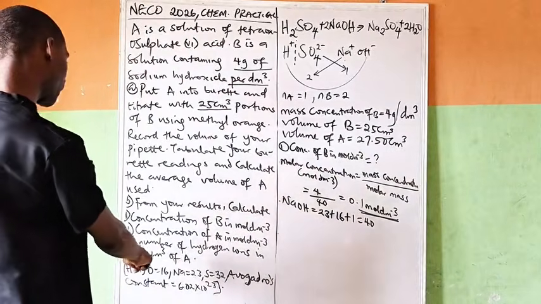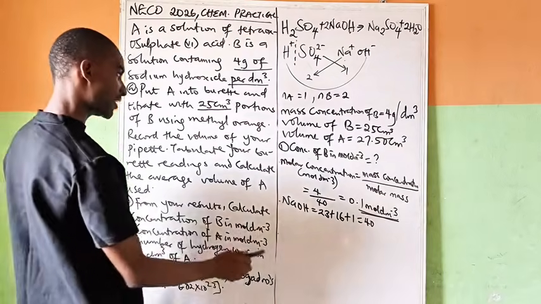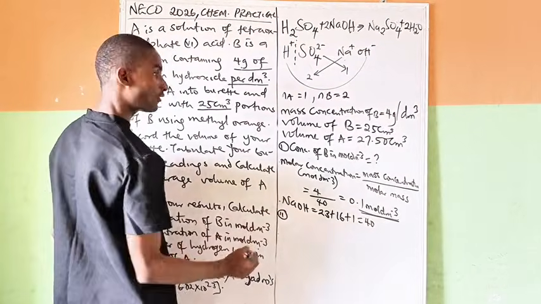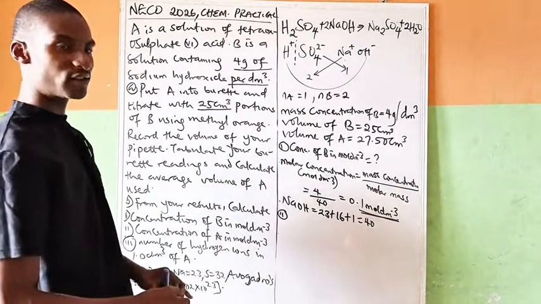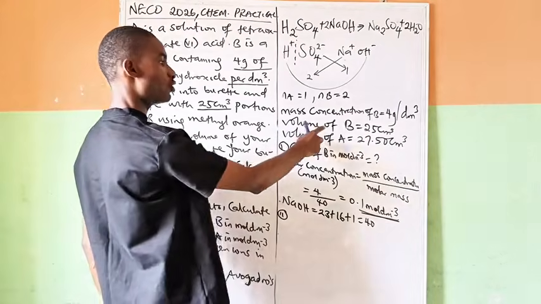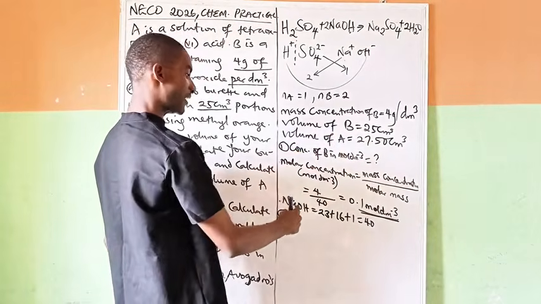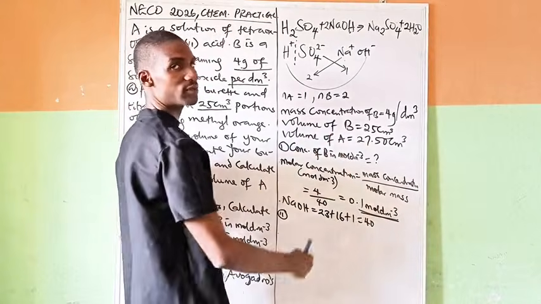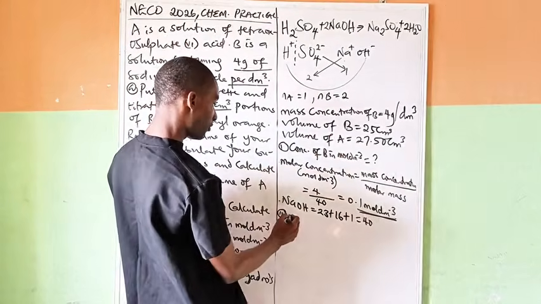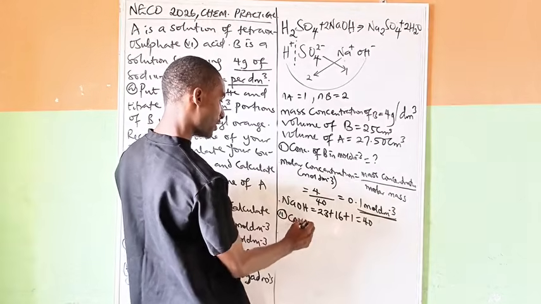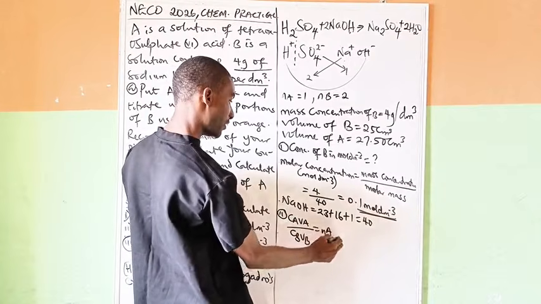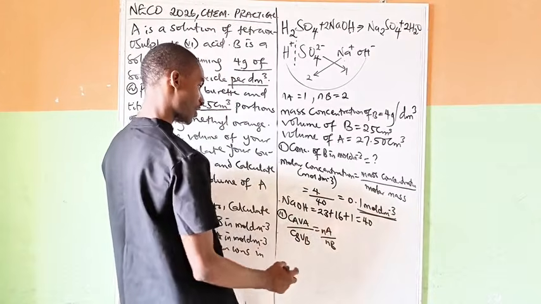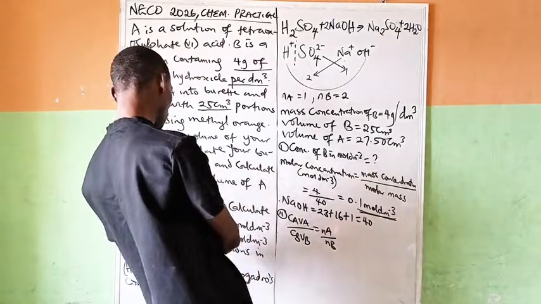The next question says concentration of A in mole per dm³. How do we get the concentration of A? It is very simple. Since we already have the volume of B, we have the volume of A, and we have CB, that's the molar concentration of B. So the formula we're going to use will be CAVA over CBVB equals NA over NB. And we are trying to look for the concentration of A, CA.